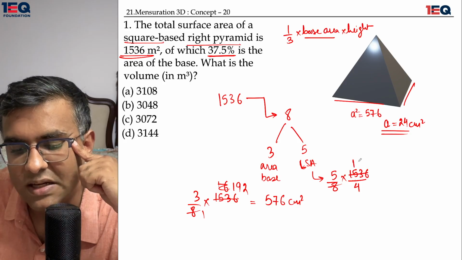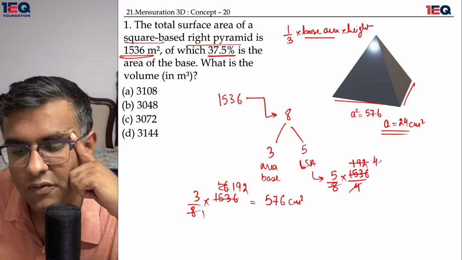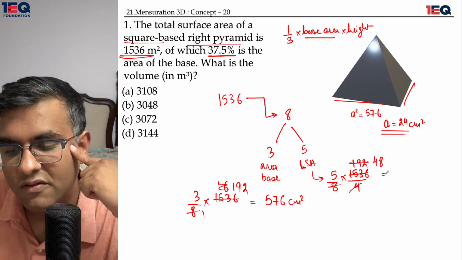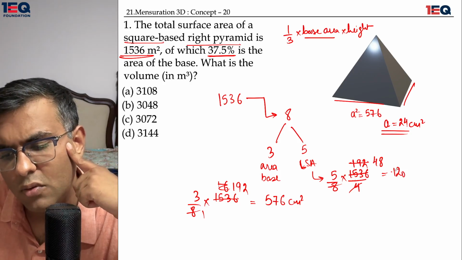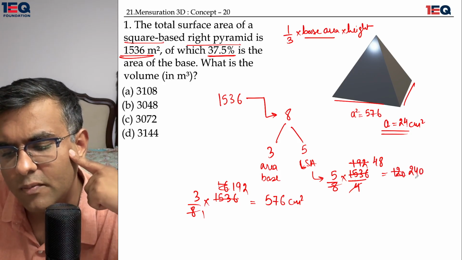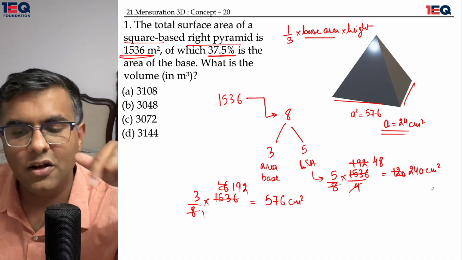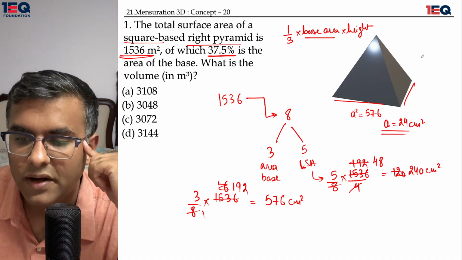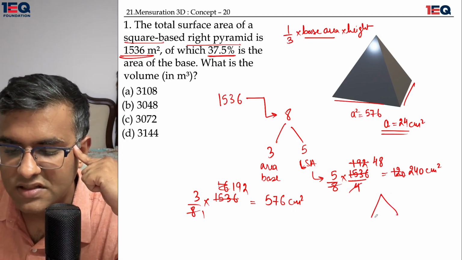This is 8 1s are 8, 8 9s are 72, 8 2s are 16. I again have 4, this is 4 4s are 16 and 4 8s are 32. 5 into 48 gives me 120. No, this is not 120, this is 240. So 240 centimeter square is the area of one of the triangles, right? I'll draw a triangle over here now. This is one of the triangles.